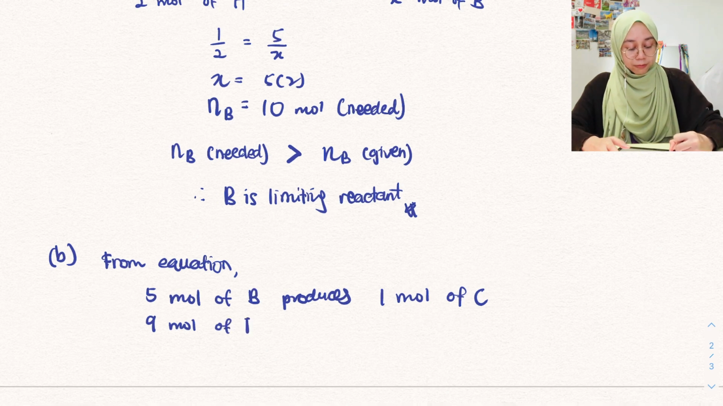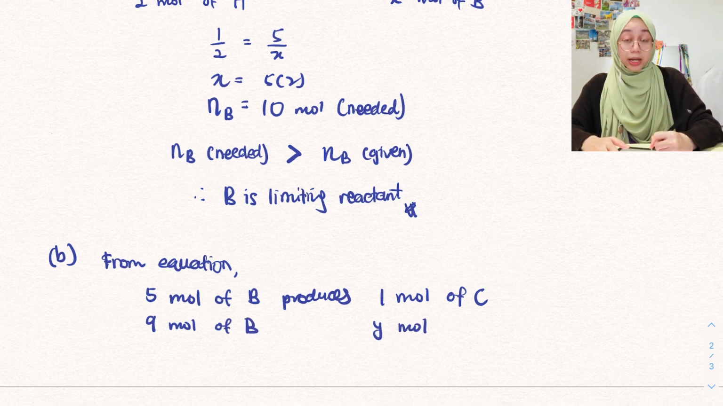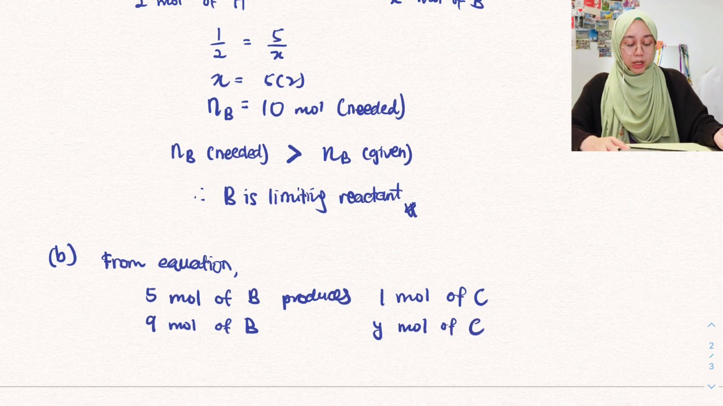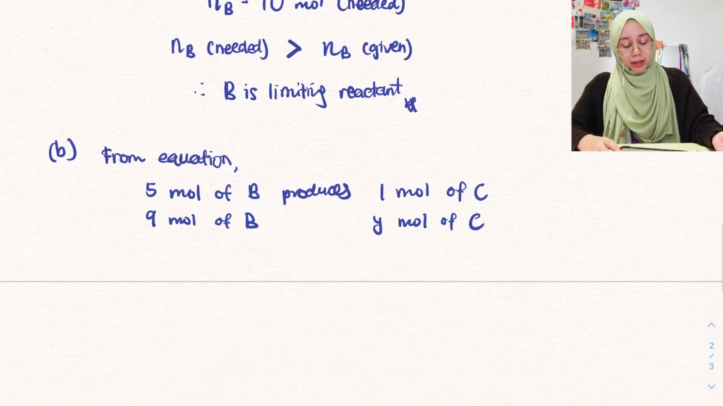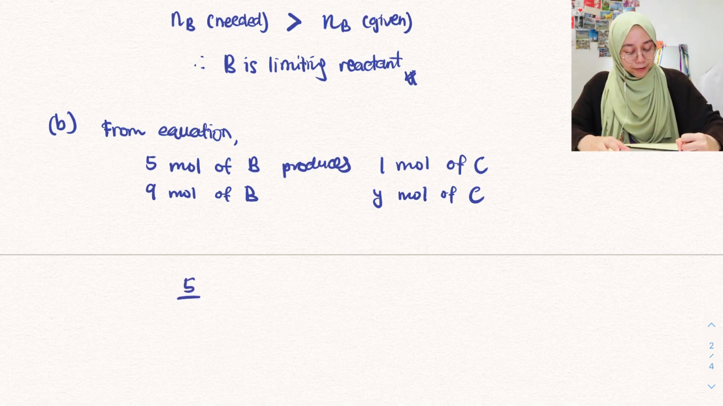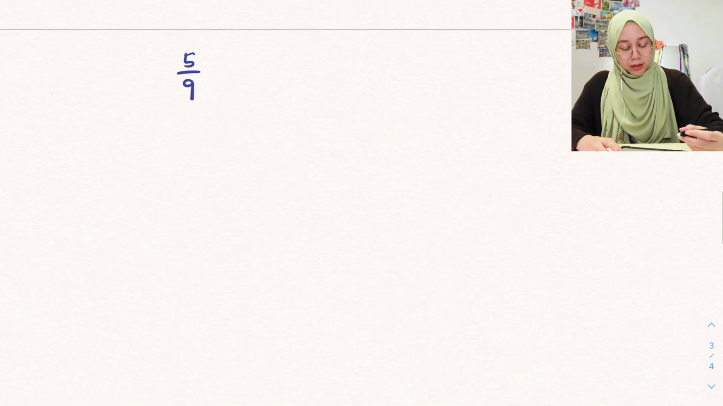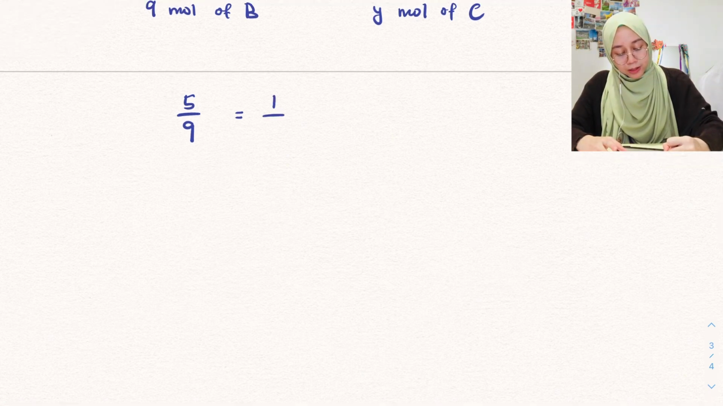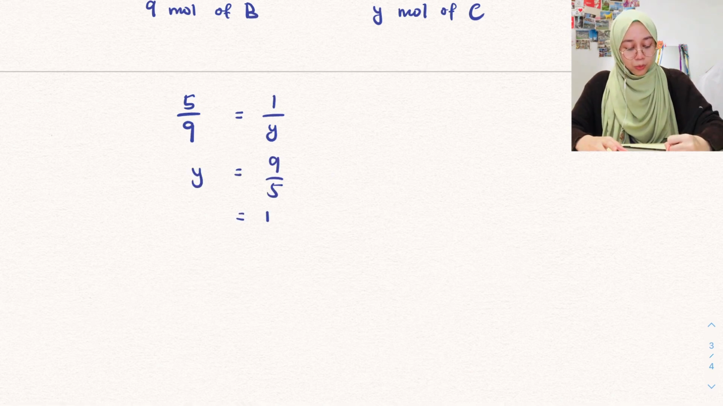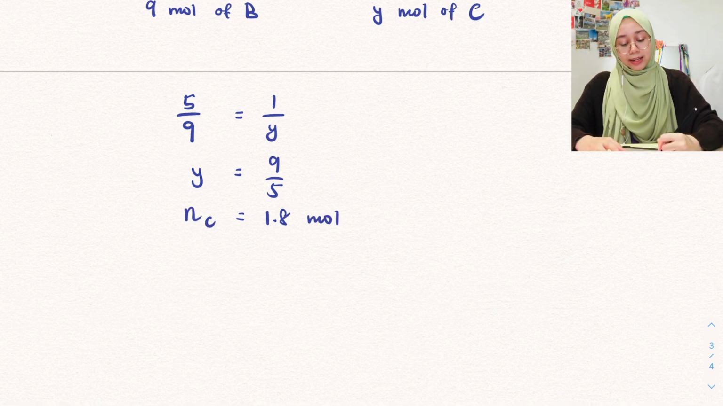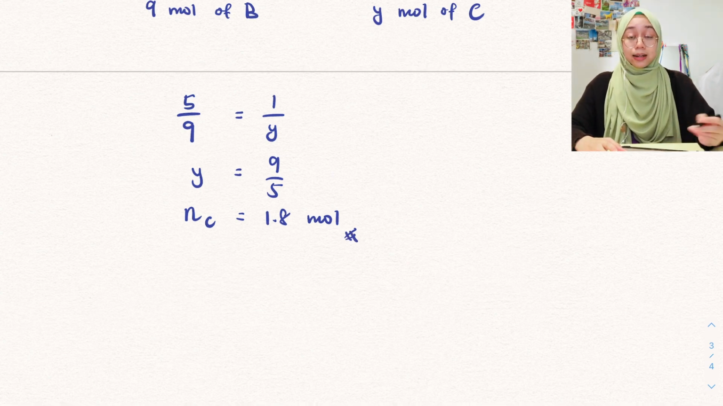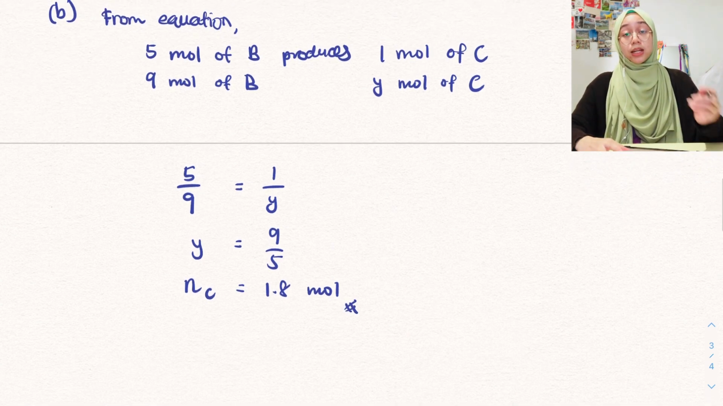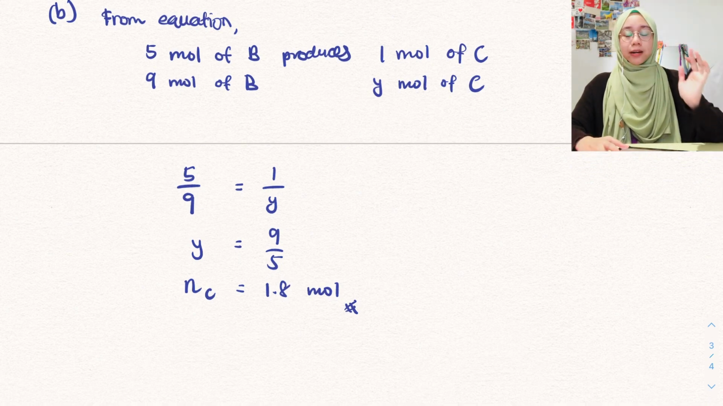Okay, so 9 mole of B produces, so misalnya tak Y lah pula, unknown yang lain pula, Y mole of C. So you need to look for the C lah now. Okay, so basically 5 divided by 9 is equals to 1 divided by Y. Therefore, Y is equals to 9 divided by 5. You will get 1.8 mole. Okay, so ini adalah mole of C. Settle. Okay, dah settle kat sini. Labelkan je lah. Okay, so kita dah jumpa the amount of C that is being produced daripada reaction of A and B.